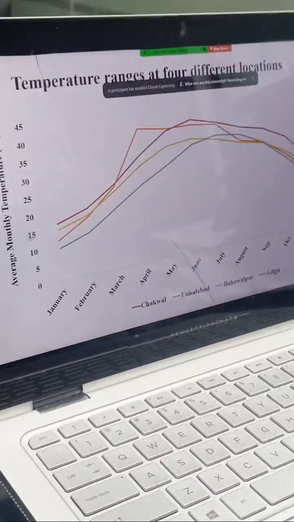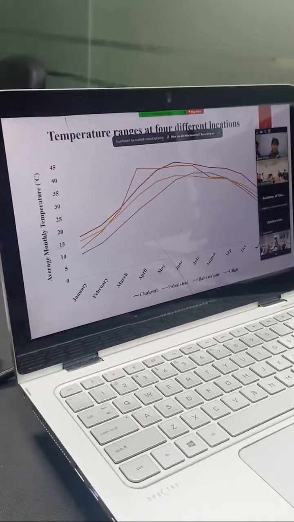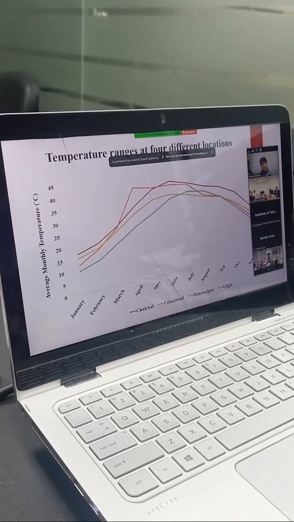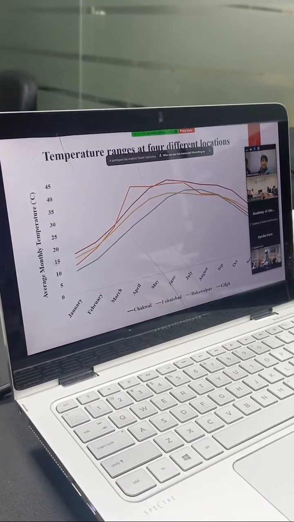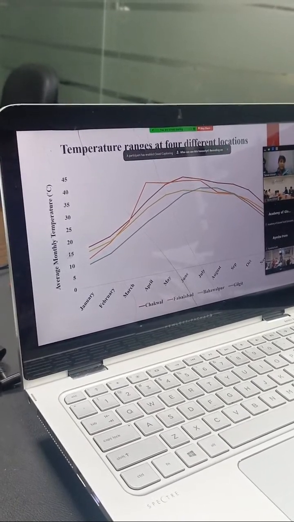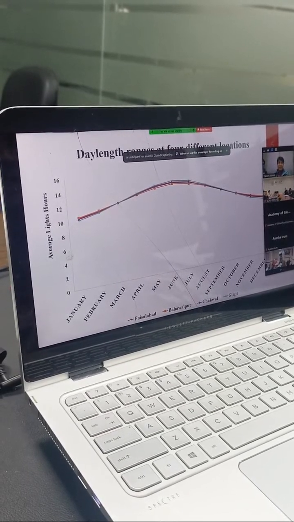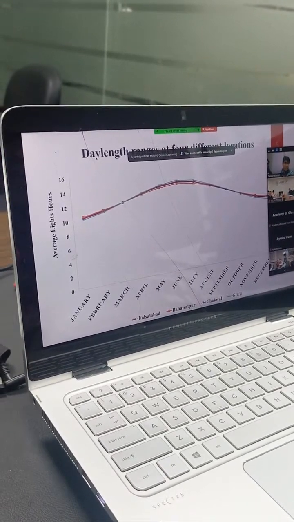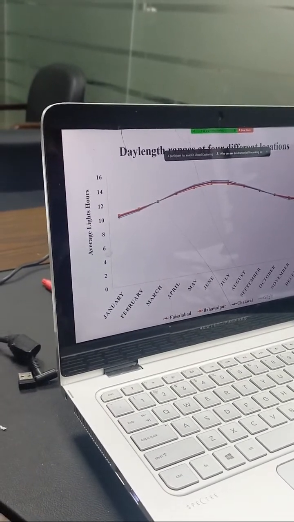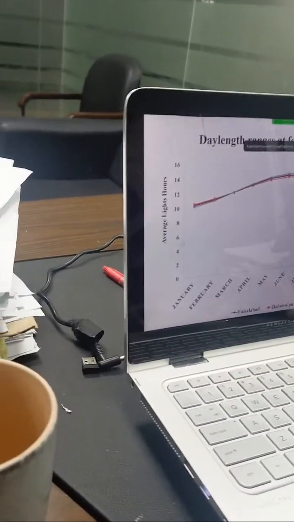If you see temperature ranges across these four locations, we can see that average temperature is quite high at three different locations and a bit lower at Gilgit, which is for sure its Himalayan region. Similarly, we can see the day length distribution across four locations. Here we can see small differences within the day length distribution across four different locations.